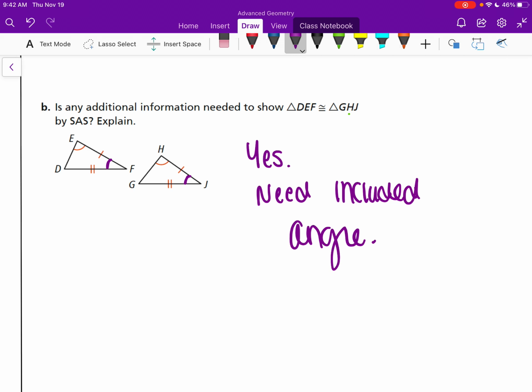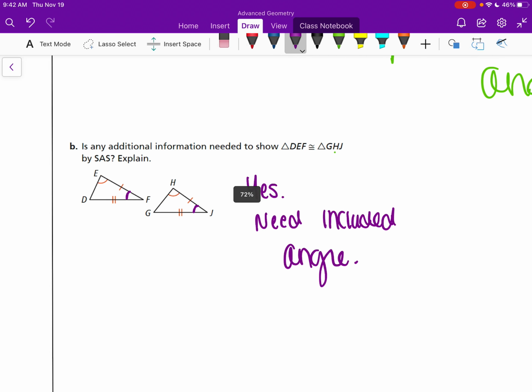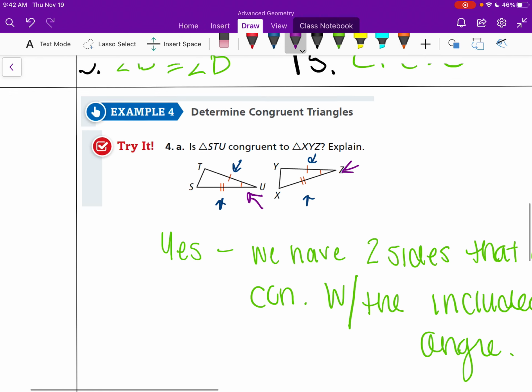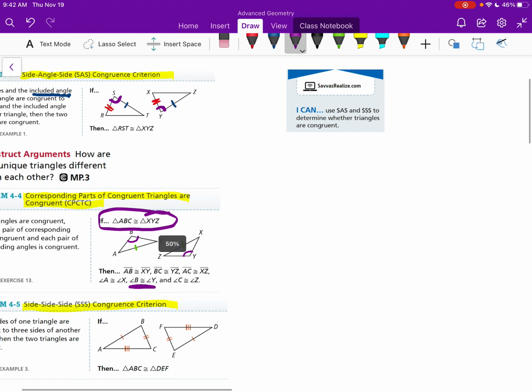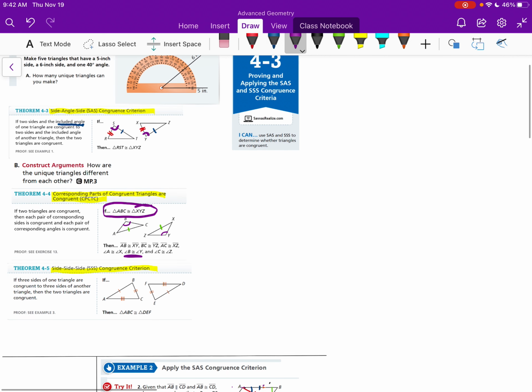If we had that, then we could say they're congruent. But right now we don't have that. We do not know for sure if these are congruent. All right, you guys, this is what section 4.3 is about, really 100% just using these three theorems. You know, side angle side and side side side. And then corresponding parts just means once you know they're congruent, all of the corresponding angles and sides are congruent.